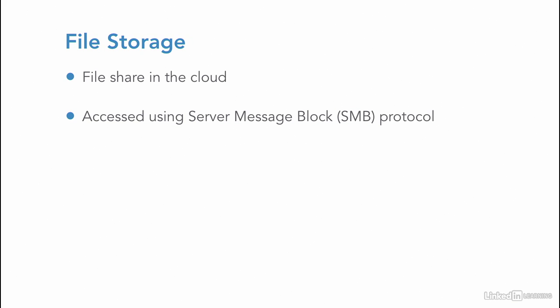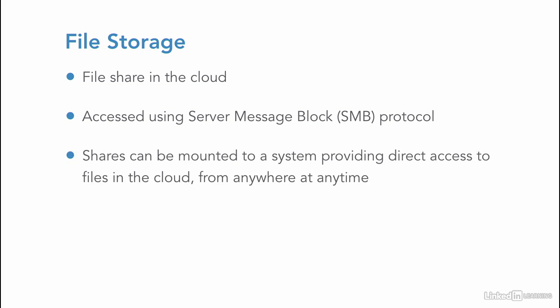Next, we have file storage, which happens to be one of my favorite things in Azure. File storage is our file share in the cloud. We can access that file share in the cloud using Server Message Block Protocol, or SMB. If you see SMB and storage, always think file storage. When we use file storage, we can actually mount those shares to a system, providing direct access to the files in the cloud from anywhere at any time. And that system can be a virtual machine or it could be your laptop. And Azure File Storage will support multiple connections.